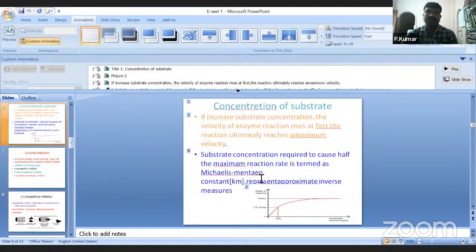So next one: concentration of substrate, here it is clear.